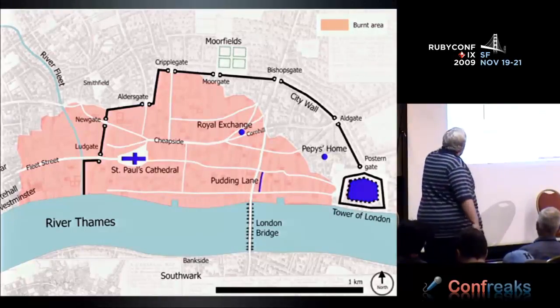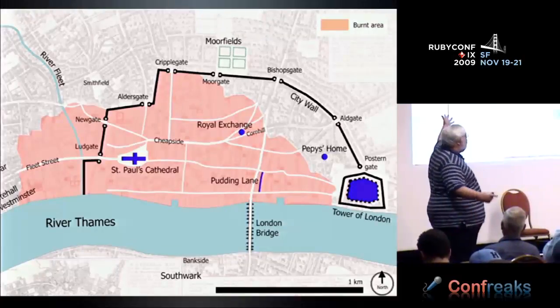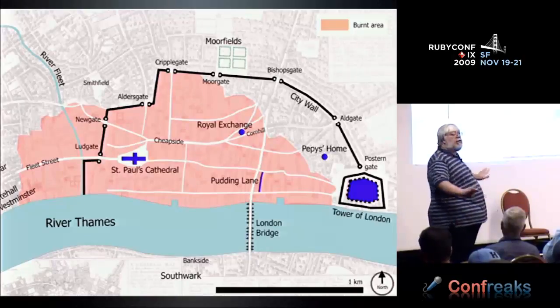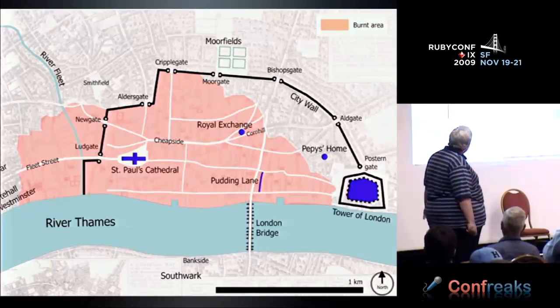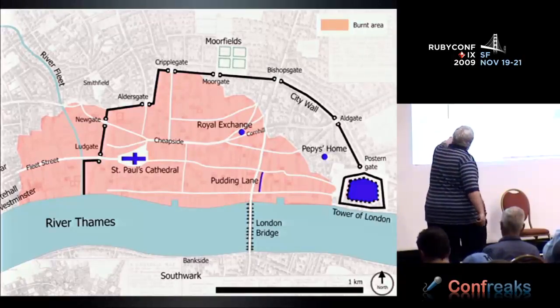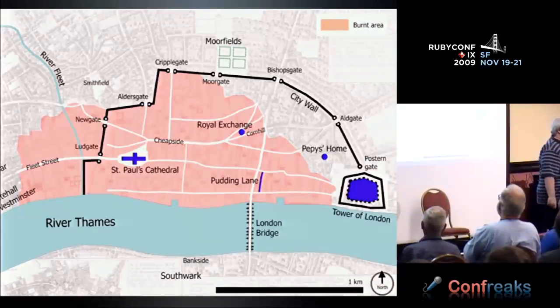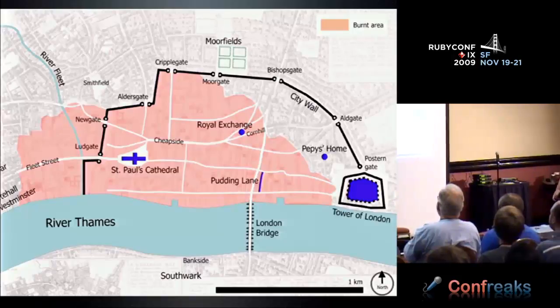You can see the London Wall there in black, and four-fifths of the city was absolutely terribly burned down because of that. You can see St. Paul's Cathedral here. You can see the Royal Exchange up there. It was a terrible, terrible event.